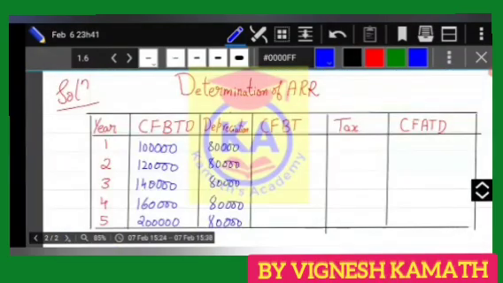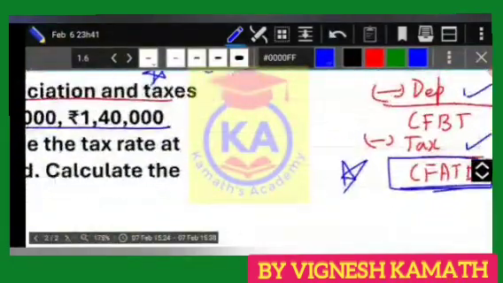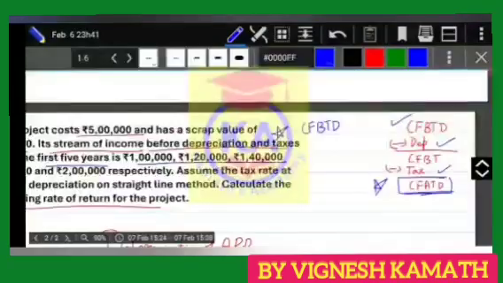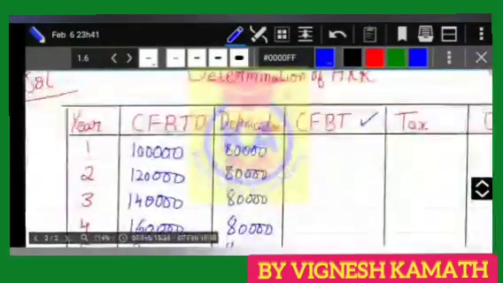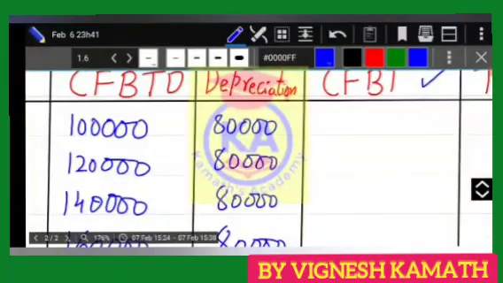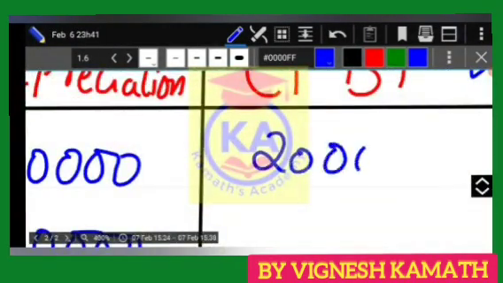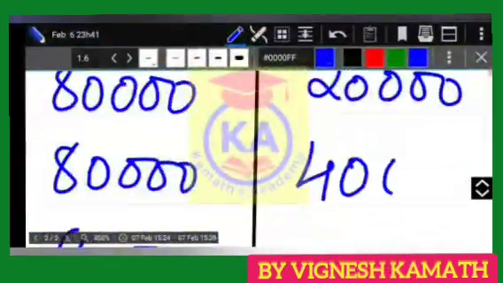Now, from CFBTD you have to deduct the depreciation, right? Now we have to deduct depreciation, and the next column will be CFBT. Look at the format, right? CFBT. So next column will be CFBT. So what you have to put the values here is 1 lakh minus 80,000 will give you 20,000. Okay. 1 lakh 20,000 minus 80,000 will give you 40,000.